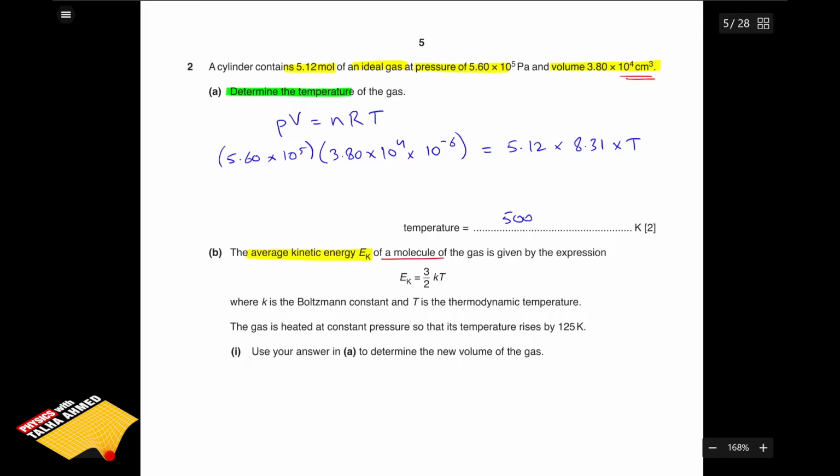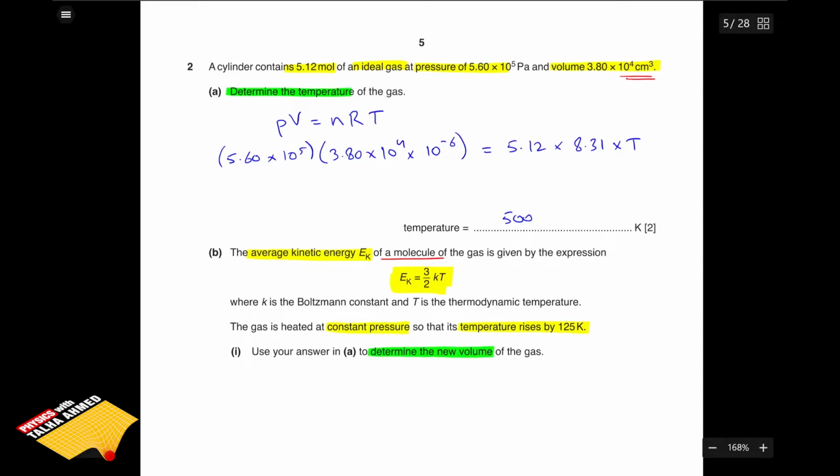Now, for part B, you are given a formula for the average kinetic energy of a molecule. Now, remember what I've underlined here, a molecule. So, this formula does not give you the kinetic energy of the entire gas. This is one of the biggest misconceptions that I've seen in most students. This is just the kinetic energy of one molecule.